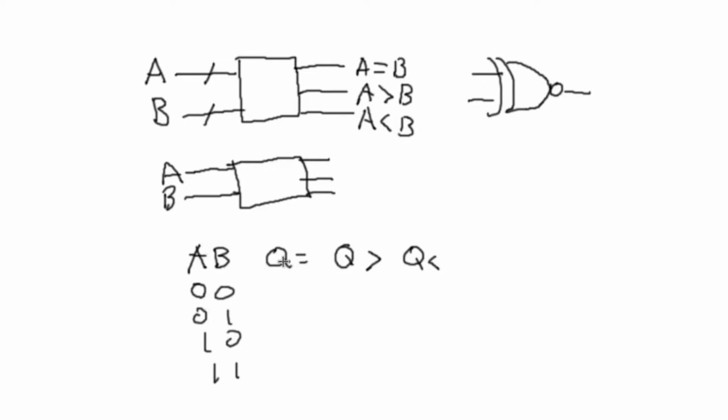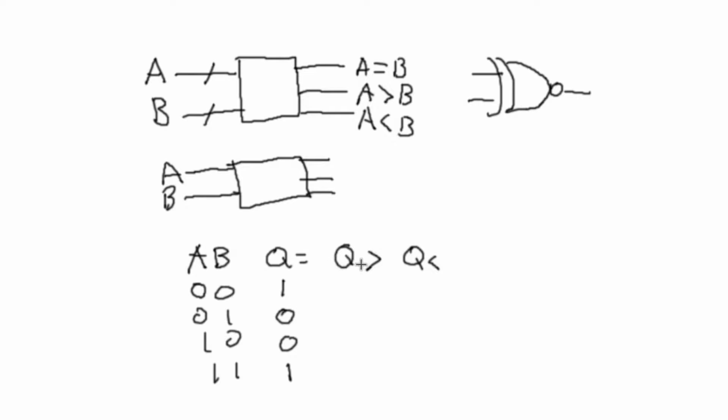Now, testing for equality is fairly easy. You just want to see when A is equal to B. So if A is 0, B is 0, and if A is 1, B is 1. So that's going to be these two conditions right here. In these two conditions, A and B are not equal, so there's 0. This is the truth table for an exclusive NOR, as we've established in the last video.